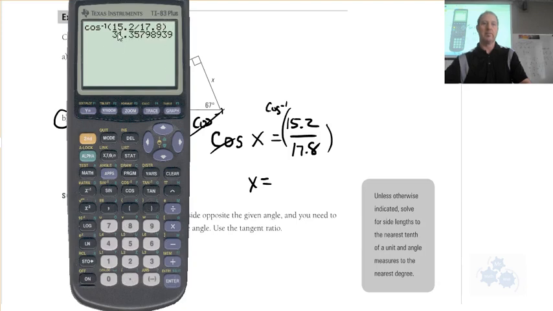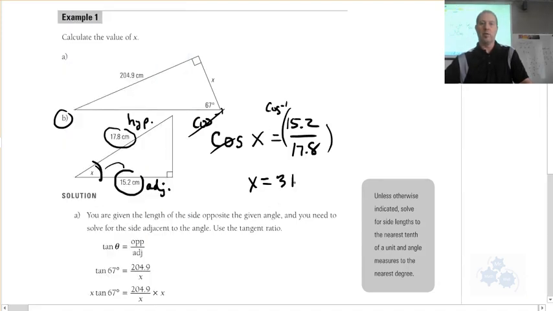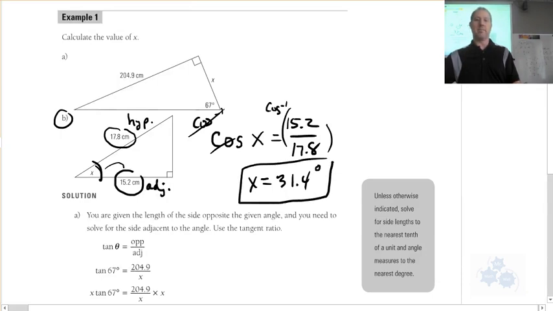So you get 31.357 or 358? 31 point, let's say 31.4. Now what are the units there? I have to have units if I can. This is an angle, so it's going to be degrees. Very good. Okay, so x should be 31.4 degrees.